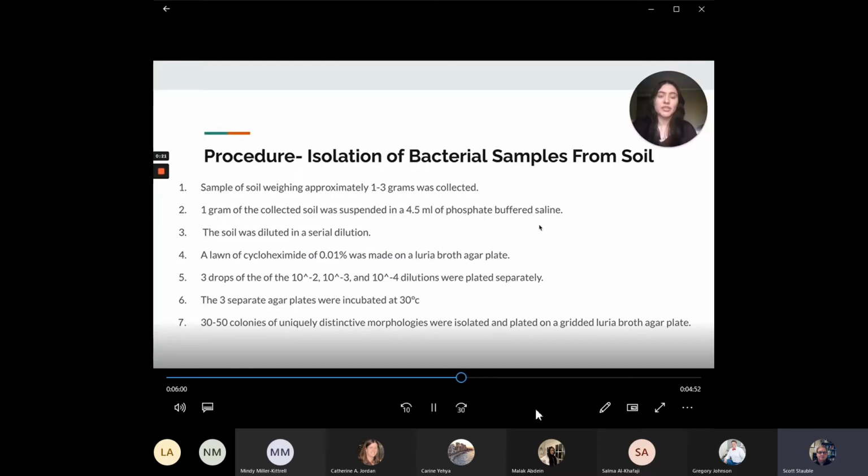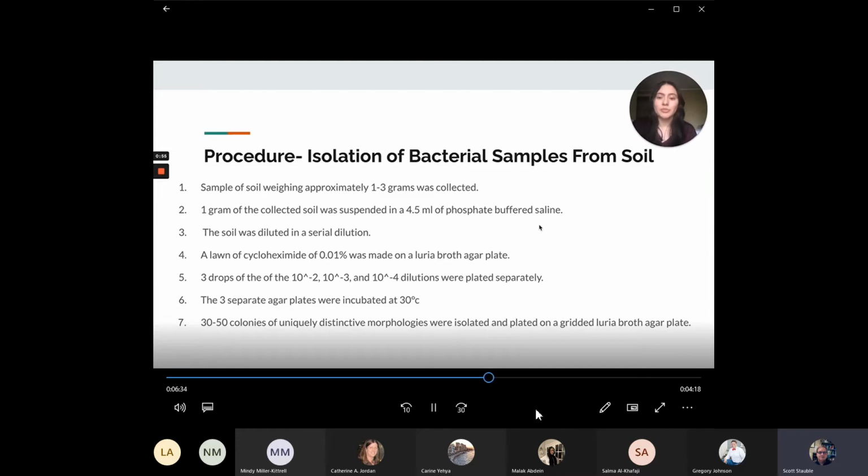Into a 4.5 millimeter solution of phosphate buffered saline. The soil was then diluted in a serial dilution at a 1:10 ratio. Cycloheximide at 0.01% was also made onto 3 separate Luria broth agar plates, and it was 3 different agar plates because we designated one for the 10-2, one for the 10-3, and the other for the 10-4 dilutions. We added 3 drops of these separate dilutions onto each plate and then spread it out throughout the plate.